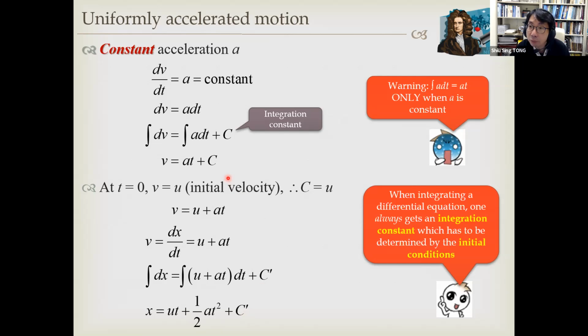Every time you do an integration, you always involve an integration constant, and it is that integration constant that allows you to input the initial condition. In the earlier integration, we had a constant c, so we input the initial velocity u. And now for the displacement, you have another integration constant, which we call c prime, and that exactly allows you to input the initial position of the object.